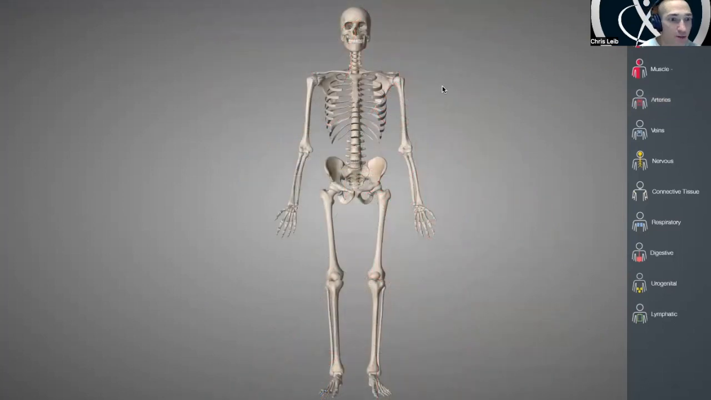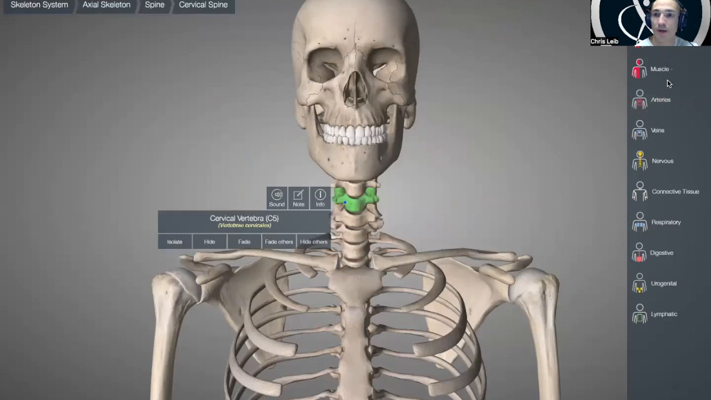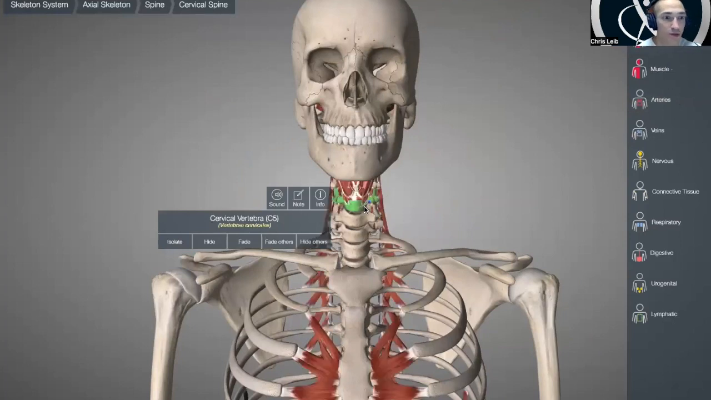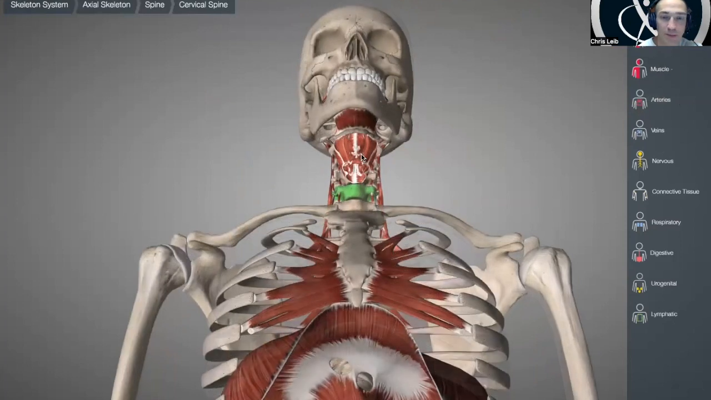All right, so let's look at some of the muscles that are involved around the neck. First we have the anterior muscles, or the muscles in the front. So let's zoom in here. We will add the first layers of muscles here. So we have the deeper muscles here.